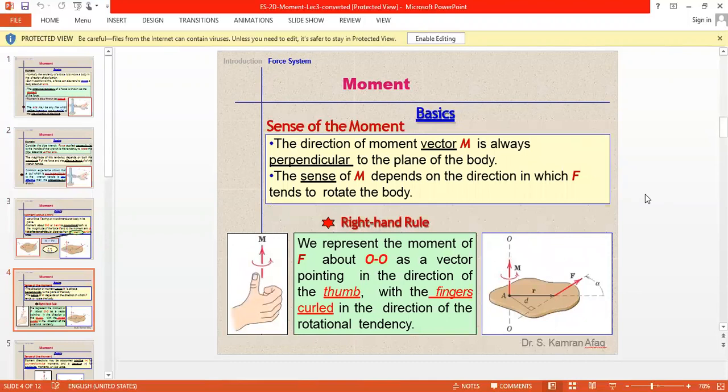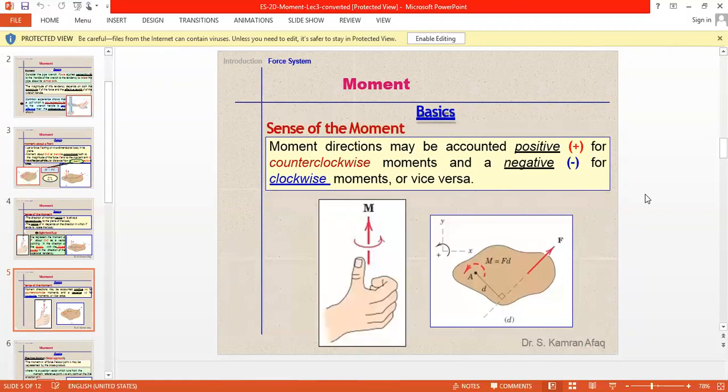The direction of moment vector M is always perpendicular to the plane of the body. The sense of M depends on the direction in which F tends to rotate the body. What is the right-hand rule? We represent the moment of F about OO as a vector pointing in the direction of the thumb, with the fingers curled in the direction of the rotational tendency. Moment direction may be accounted positive for a counterclockwise moment and negative for a clockwise moment, or vice versa. This is by convention. We can take counterclockwise as positive.